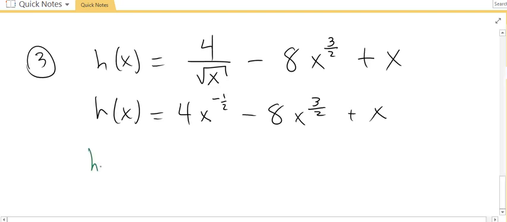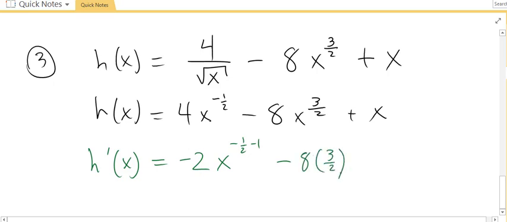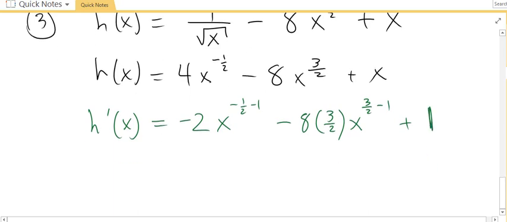Now as we take the derivative, we do it in steps here. That negative 1/2 comes down, so I'll have negative 1/2 times 4, which makes it negative 2. And then I'll have x to the negative 1/2 minus 1. We'll come back to that. And then we'll have 8, and I'm going to do this in 2 steps here: 8 times this 3/2 and x to the 3/2 minus 1. And then we'll just have the derivative of x, which is just 1.